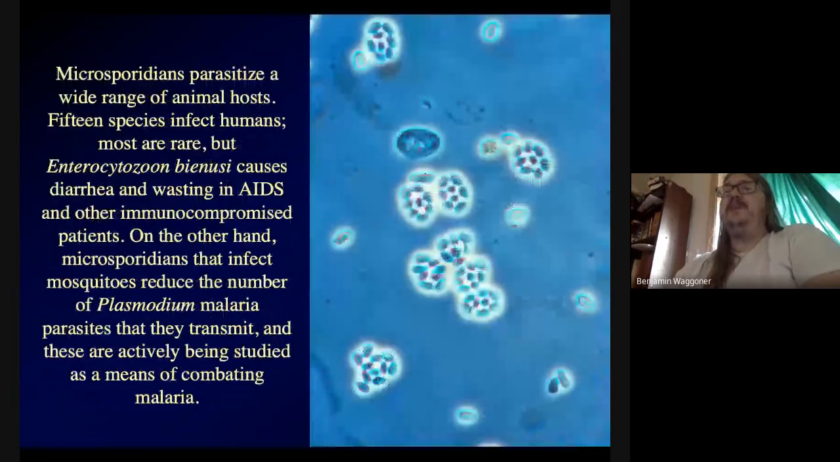There are 15 species of this that are known to infect humans. Most of them are pretty rare. Most of them are pretty unusual. One was first documented infecting humans in 1985 at the height of the AIDS epidemic, before we had treatments. And this particular one, Enterocytozoon, causes wasting and diarrhea in persons with AIDS and other patients that are immunocompromised. It doesn't seem to be too big a problem in healthy humans with functioning immune systems.